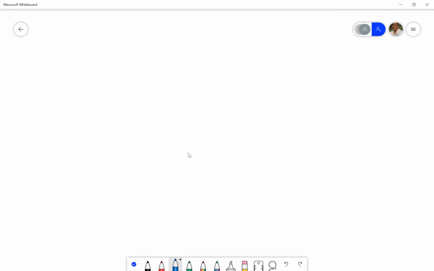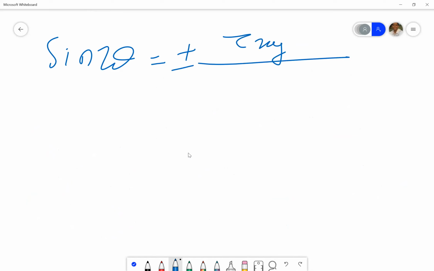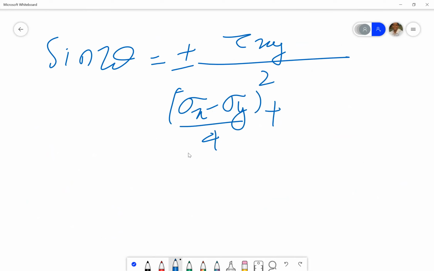To find the values of sin 2 theta and cos 2 theta from tan 2 theta, using the trigonometric relationship, we have sin 2 theta. I am directly writing this because you can derive it: plus or minus tau xy divided by the root of sigma x minus sigma y whole square divided by 4, plus tau square xy. This is the value of sin 2 theta.